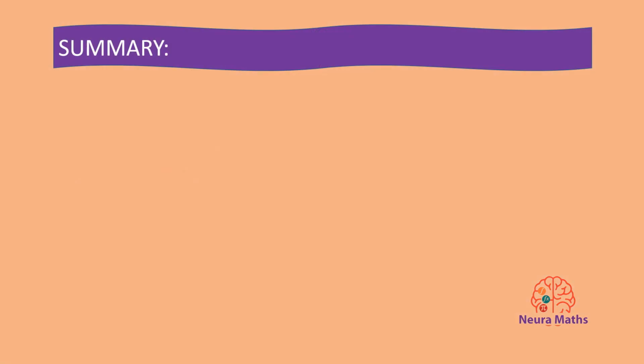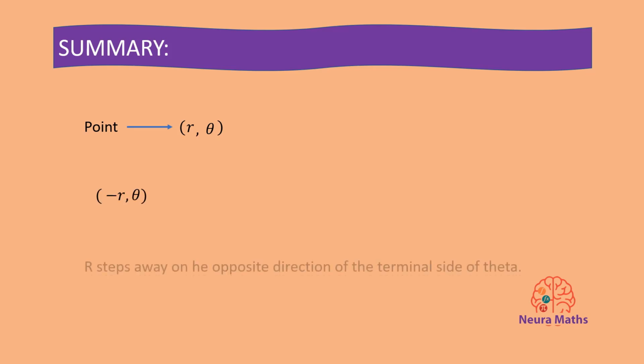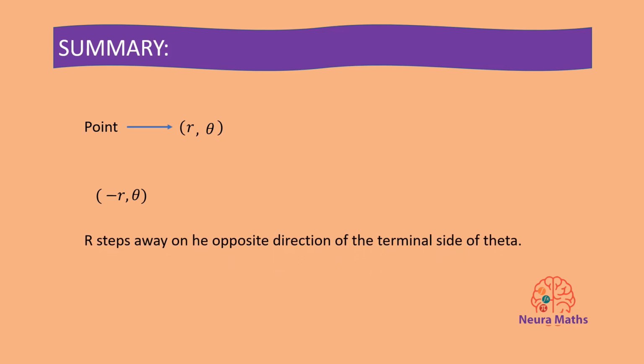To sum up, a point in the polar coordinate system has two coordinates. The first coordinate is the distance from the pole and the other coordinate is the central angle that the point makes with the polar axis, theta. To graph a negative radial measure, we just go in the opposite direction of the terminal side of theta.